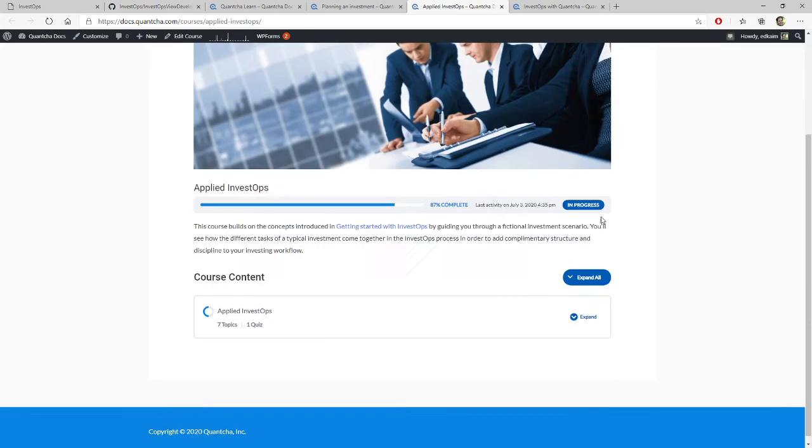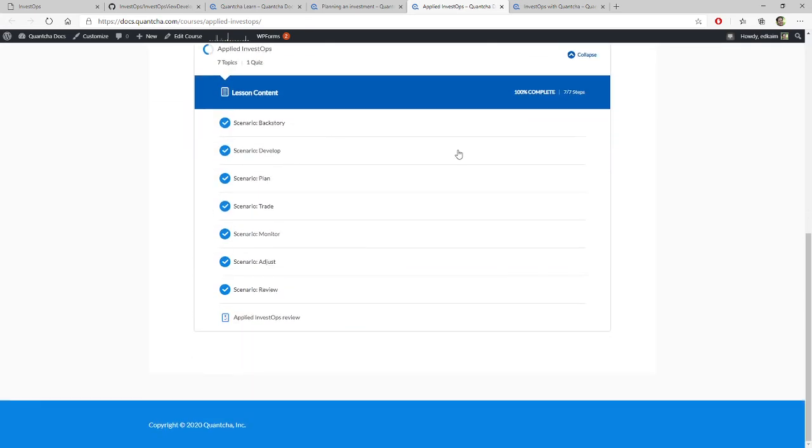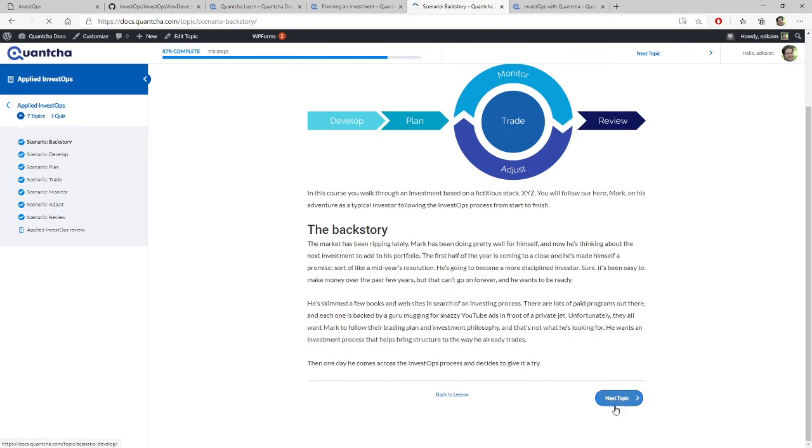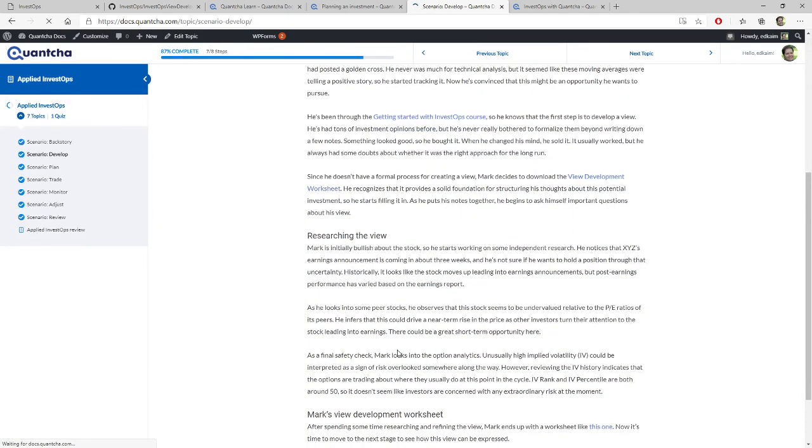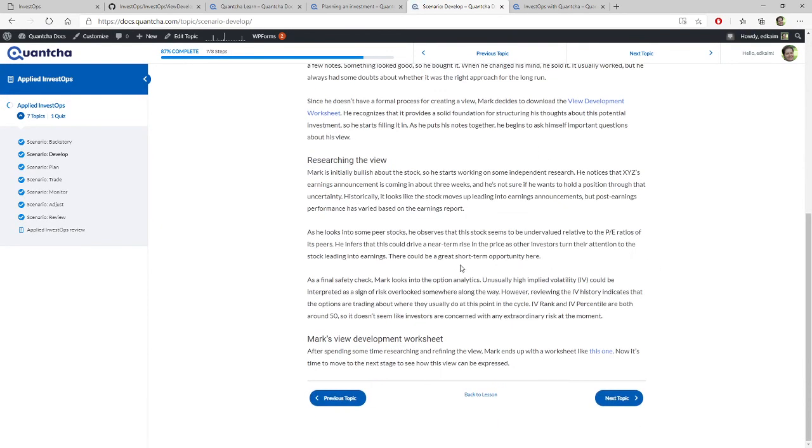The Applied InvestOps course talks about a scenario with a backstory. So there's a fictitious investor, Mark in this case, and they are looking at a scenario and they're going to develop a view against that, and then build a view development worksheet. It talks about the time of day and all that other stuff. This way it goes all the way through to the end so that you can kind of see how somebody would use this in a real world scenario.